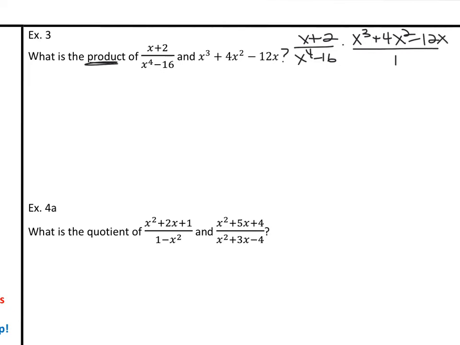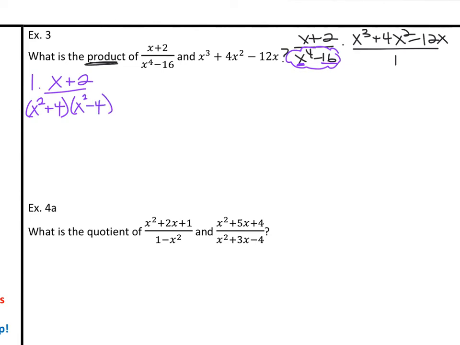All over 1. All right, let's go through our process. Step 1, we want to factor completely. In our first fraction, x plus 2 is totally fine. But then we've got x to the 4th minus 16. Technically, 16 is a perfect square, and so is x to the 4th. We've done that before. That would be x squared plus 4 and x squared minus 4.